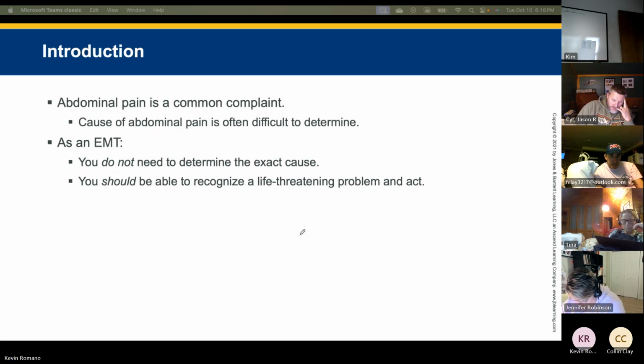You do not need to determine the exact cause of the abdominal pain, but it's a good idea to find out what's going on, right? Like I said before, I want to get you guys out of that technician world and into that clinician role, whether you be an EMT or paramedic, doesn't matter. Clinician is what we need to be. We need to change that profession that we do. We're no longer a job. We need to be professionals. So you should be able to recognize threatening problems and act swiftly in response to them.